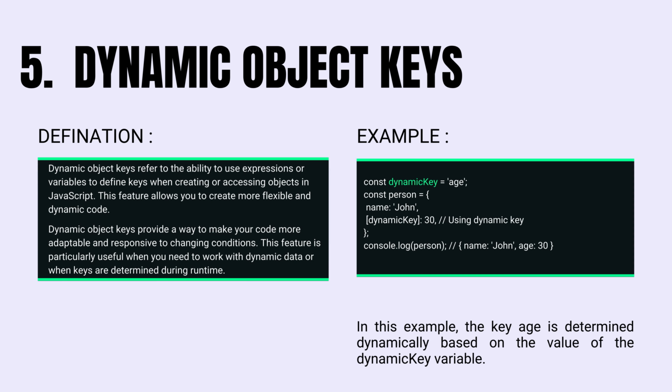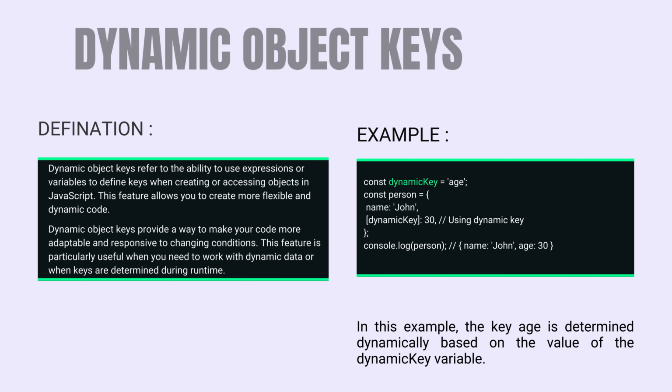5. Dynamic object key. Definition. Dynamic object keys refer to the ability to use expressions or variables to define keys when creating or accessing objects in JavaScript. This feature allows you to create more flexible and dynamic code. Dynamic object keys provide a way to make your code more adaptable and responsive to changing conditions. This feature is particularly useful when you need to work with dynamic data or when keys are determined during runtime.